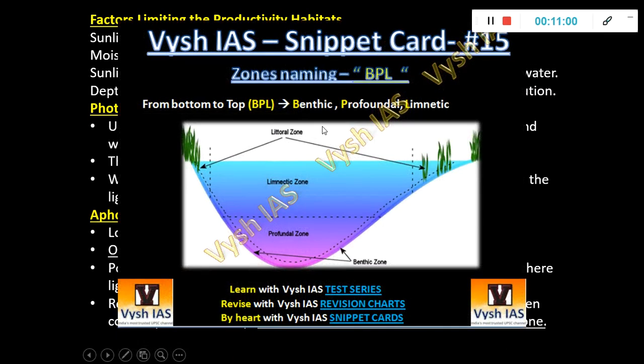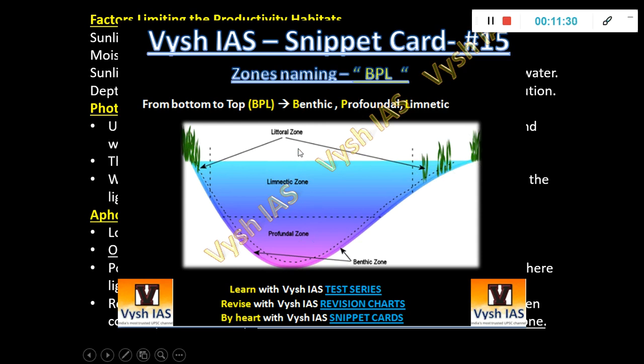Now this is the picture, and this is called a snippet card. Many people ask me what a snippet card is. A snippet card is the next level of revision chart. In a revision chart more detailing will be there, and a snippet card is designed just for you to learn by heart, meaning pure tricks are given. Like here, if you want to study BPL: benthic, profundal and limnetic. Benthic, I told you, is the bottommost. Then the profundal zone is there, limnetic is where light is there, and littoral is the area where land and water merge, where plants are there like this.